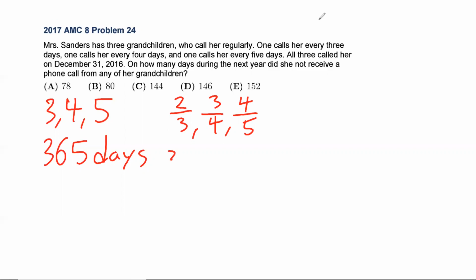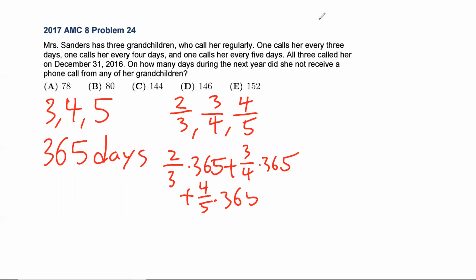And if you try to add 2/3 times 365 plus 3/4 times 365 plus 4/5 times 365, you'll get a number that's more than 365. That's because there's a lot of overlap. For example, on every 12th day, the grandchild who calls every 3 days and the grandchild who calls every 4 days call at the same time. So this is not a good way to approach the problem.